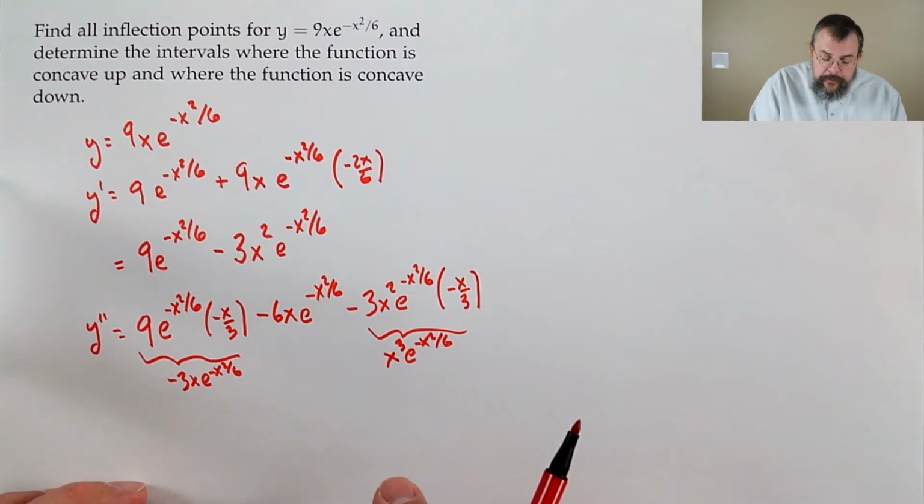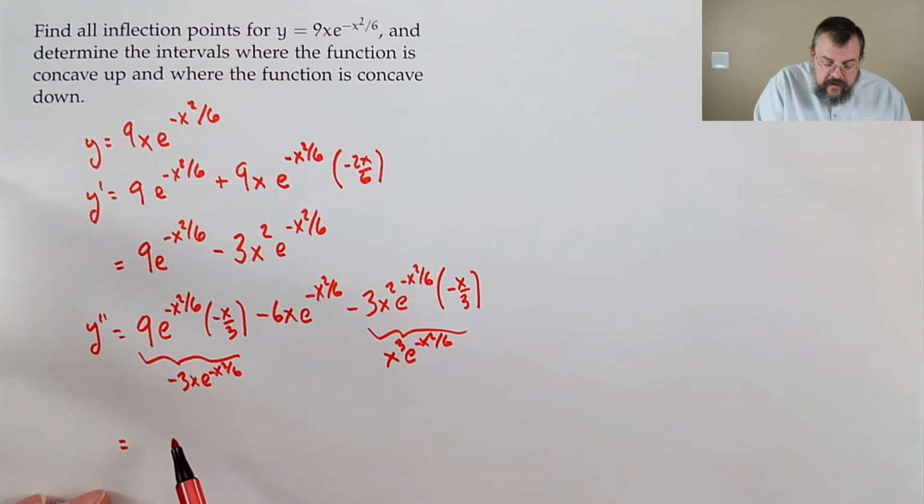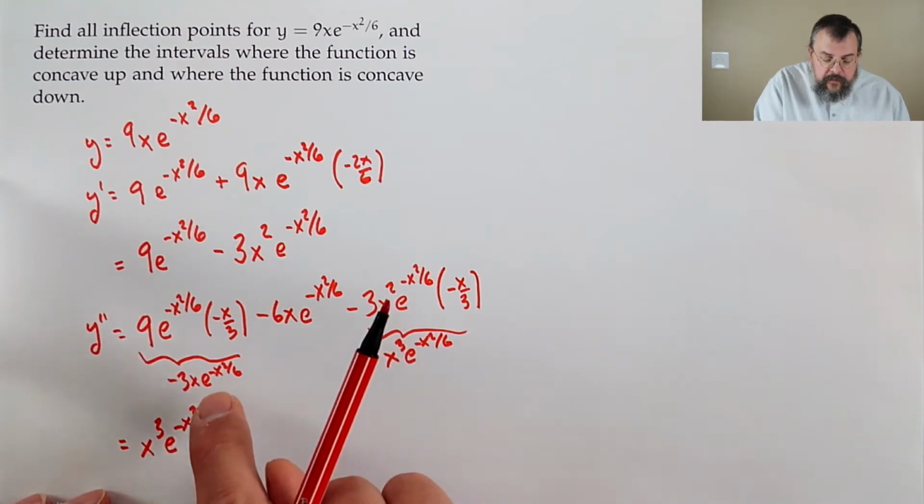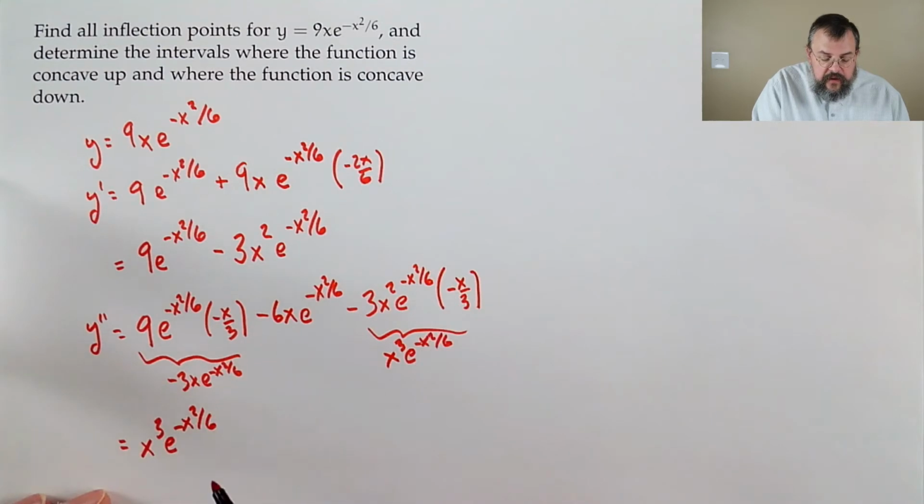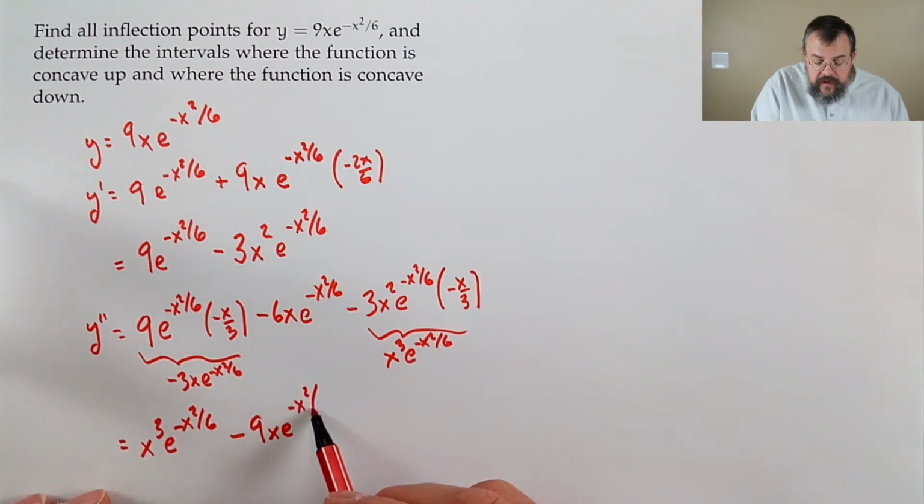Now, let's put it all together. So, what do we have? Well, I'll put this term in front. We have x cubed e to the minus x squared over 6 minus 3x minus 6x minus 9x e to the minus x squared over 6.